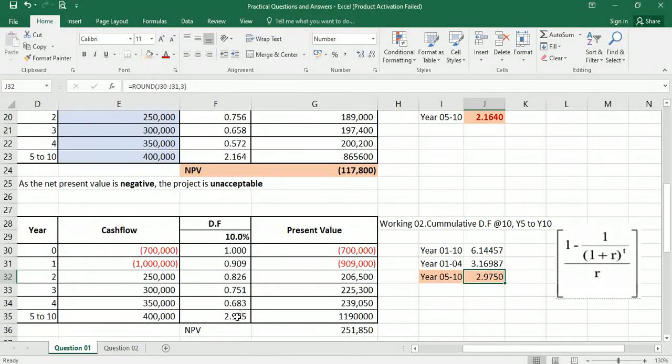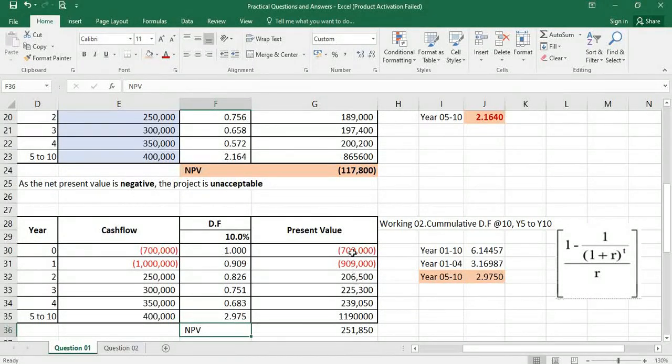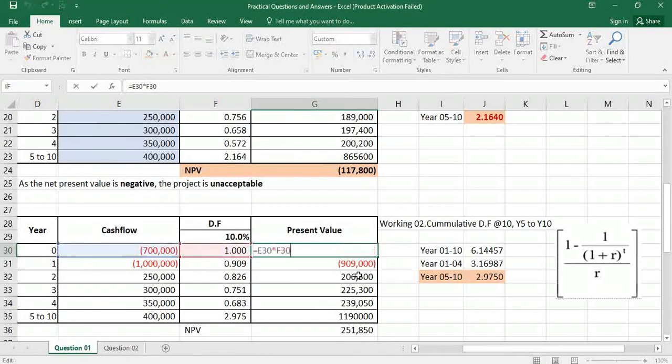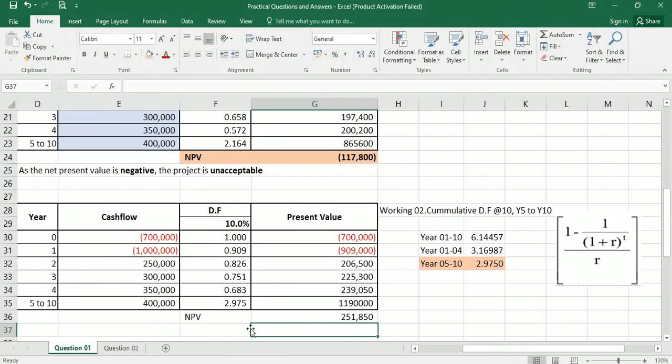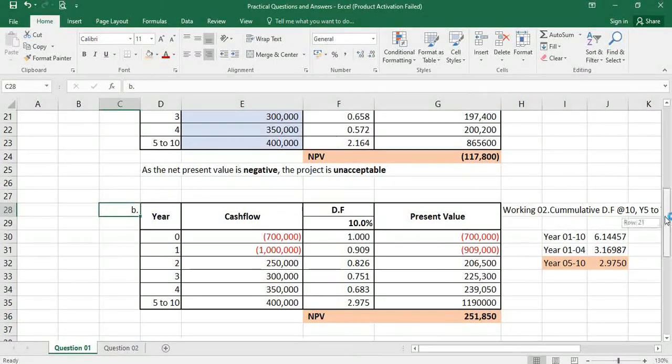Right? So I'll call up this value using the cell reference. Now, as we did earlier, you can convert the cash flow into the present value. Right, so here NPV is 251,850. This is the NPV at 10%. That is the answer for the B part of the question.